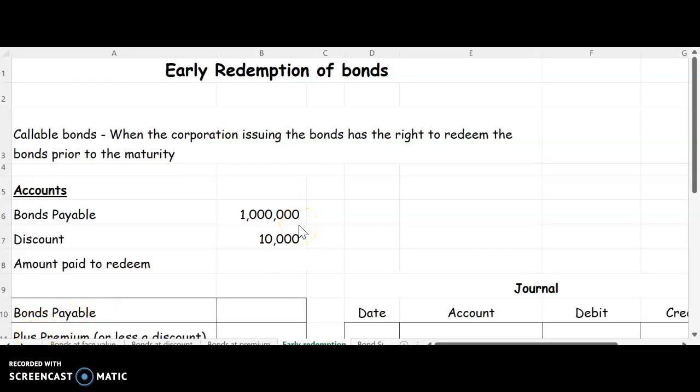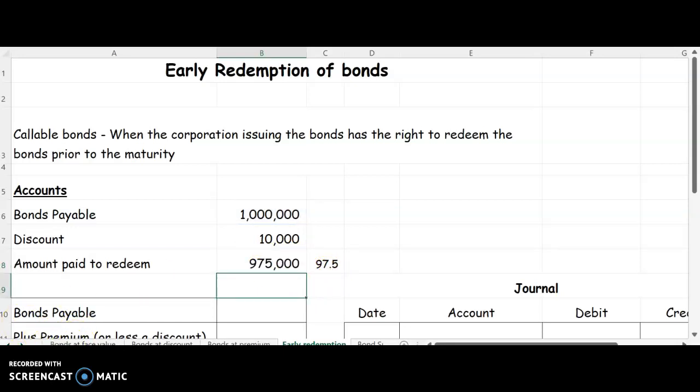Okay, so you would have to be given some information: the balance in bonds payable, either a discount or a premium balance, and the amount you're going to redeem them for, or the percentage of the amount you're going to redeem them for. So here, if you took your percentage, 0.975, and times it by the bonds payable amount, we would redeem them at $975,000. Keep in mind that this is a percentage. We're redeeming these bonds at 97.5% of the carrying value. So when you multiply, you have to change the percent to a decimal by moving the decimal 2 places to the left.